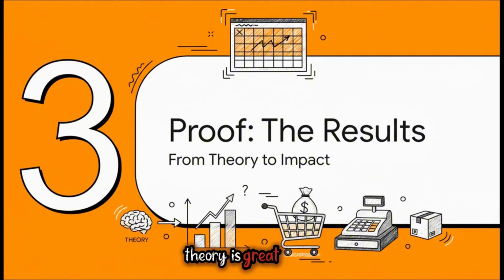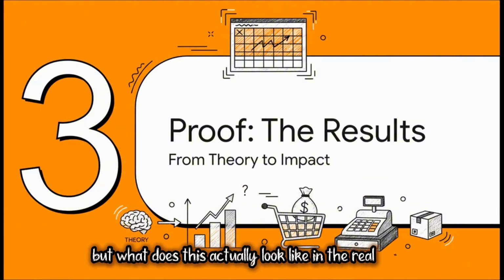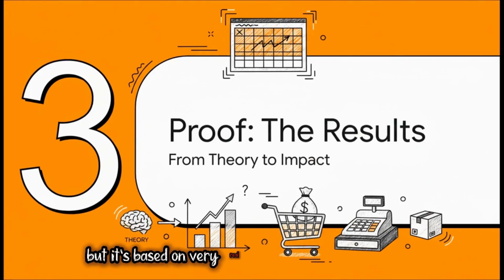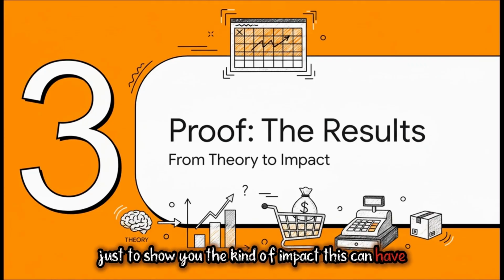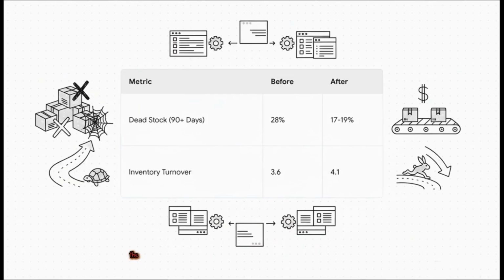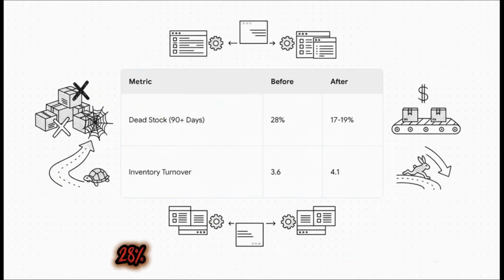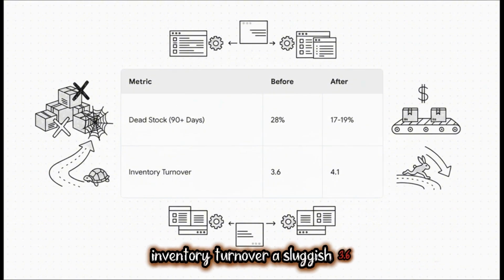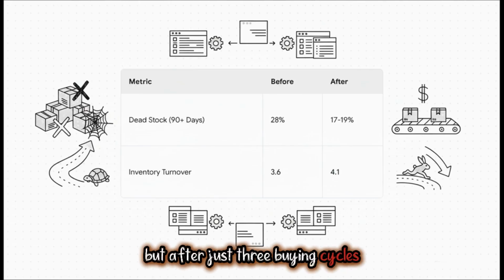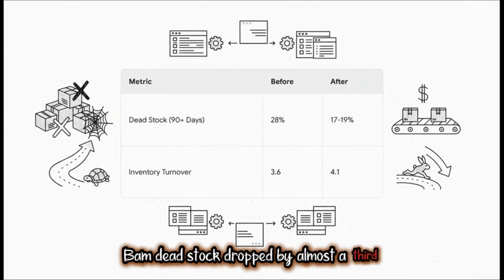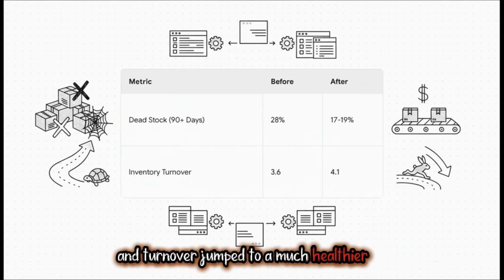Okay, theory's great and all, but what does this actually look like in the real world? Let's walk through a little case study. It's a simulation, but it's based on very real patterns we see all the time, just to show you the kind of impact this can have. I mean, just look at these numbers. The results really do speak for themselves. Before this disciplined approach, 28% of the stock was basically dead weight. Inventory turnover, a sluggish 3.6. But after just 3 buying cycles using these simple spreadsheet rules, bam, dead stock dropped by almost a third, and turnover jumped to a much healthier 4.1.